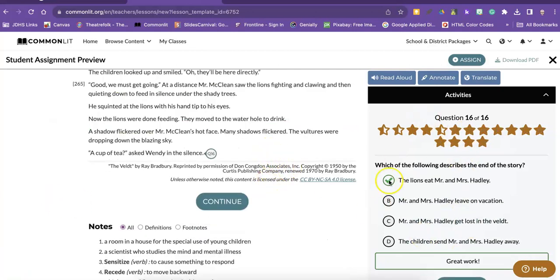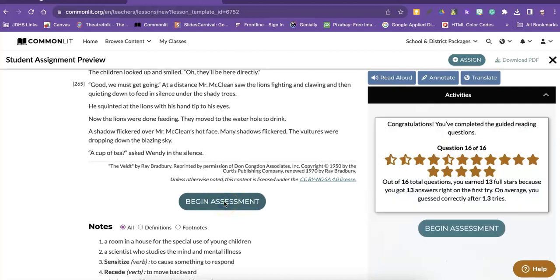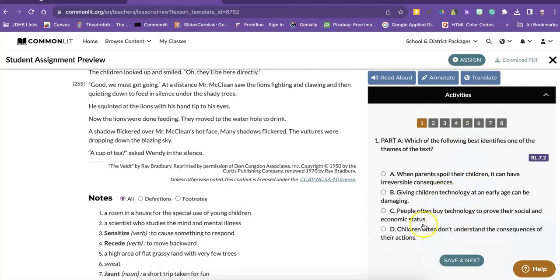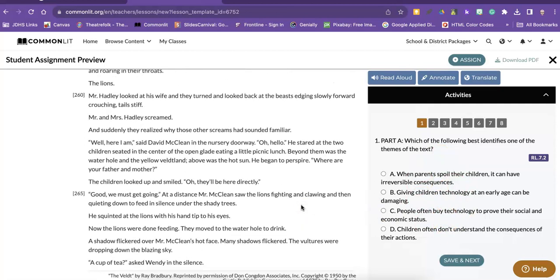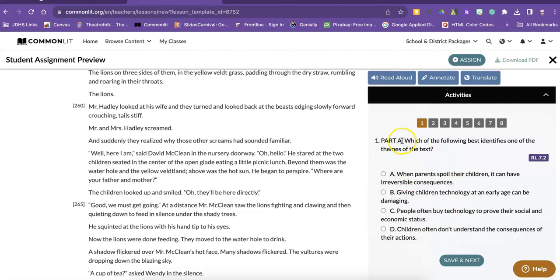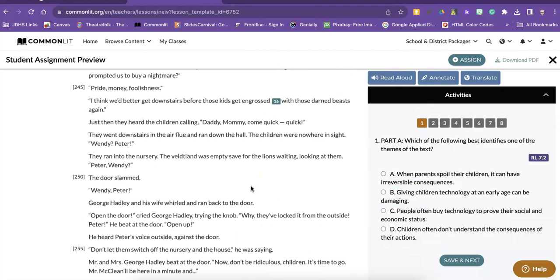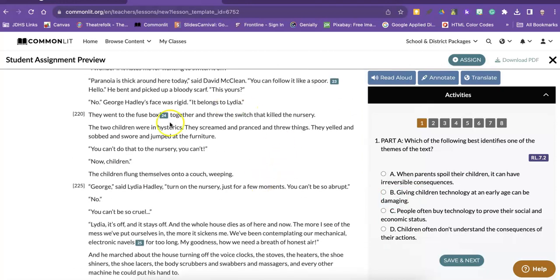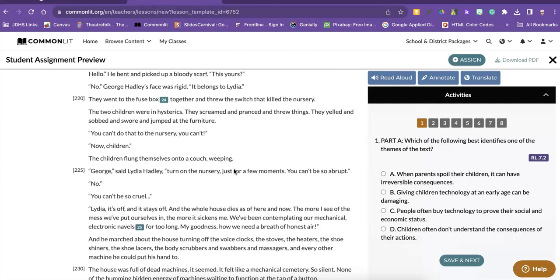Once you've finished all of the reading questions, you'll have this continue button and you need to push it. And then when you're ready, you need to begin your assessment. You will all answer the assessment questions. The one thing to be careful of is when it says part A, you know that the very next question will stem from this question as well. So it's important that you really think about the questions and the answers to each question so that you have a better chance of getting them correctly. Please look back at the text if you need to.